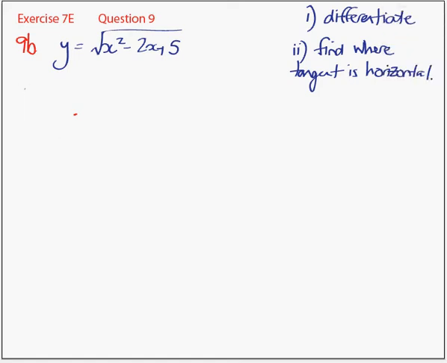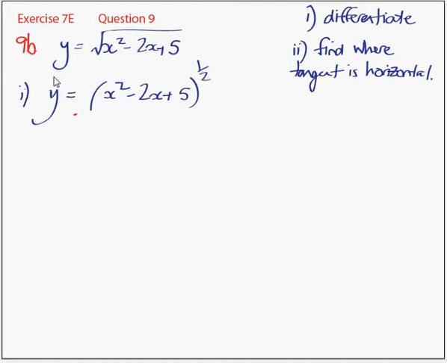Okay, this question is asking us to do two things. The first one is to differentiate the function, and the second is find where the tangent to this curve is horizontal. So let's just start with the first one. To differentiate it, the first thing that we need to do is remove the square root sign, turn it into index form.